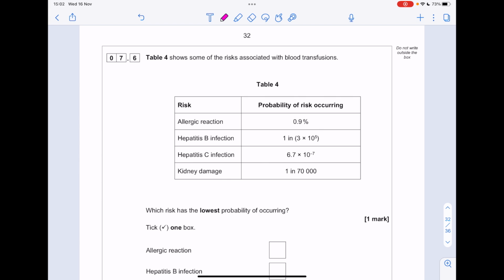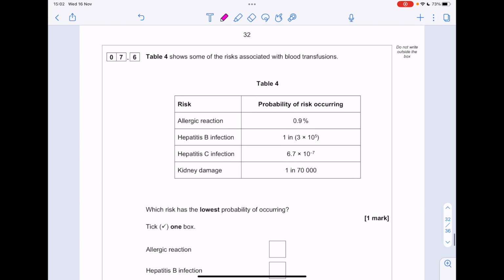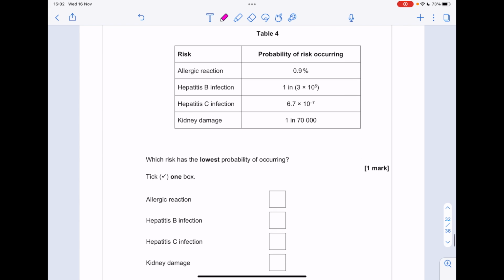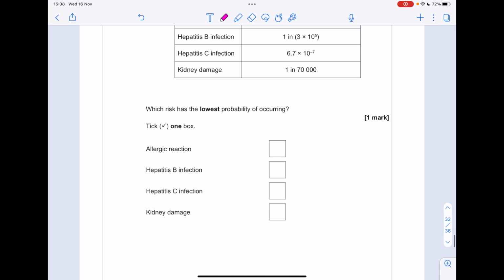Table 4 shows some of the risks associated with blood transfusions. Which risk has the lowest probability of occurring? So you're really looking for the lowest number here. Hopefully you can see by far that this is the smallest number, so it's hepatitis C infection.